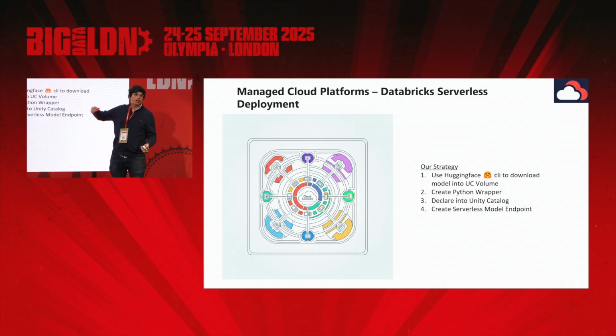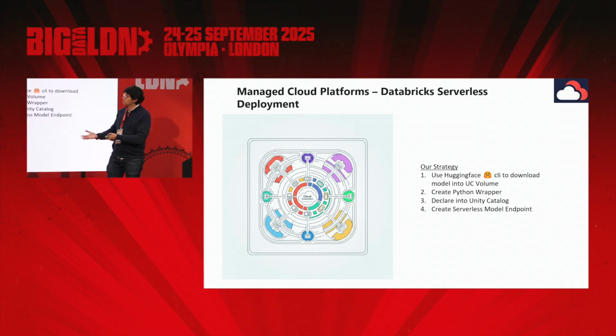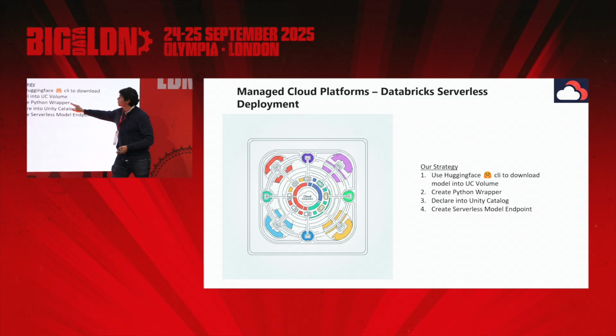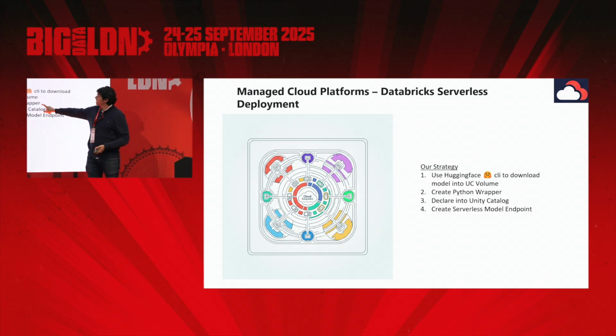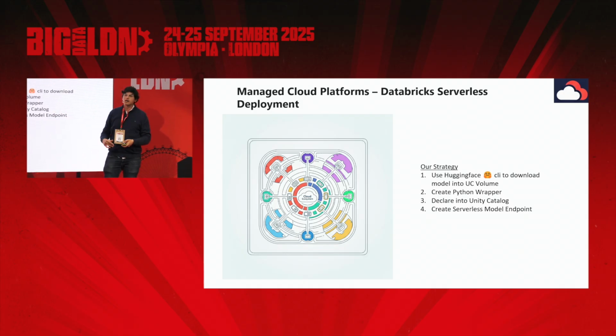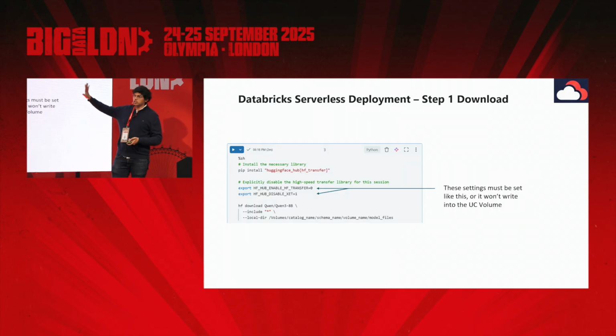So if you want to do a custom serverless endpoint deployment on Databricks, you can use the HuggingFace CLI to download the model into what's called a Unity catalog volume. Then you use the transformers library to create a wrapper. You declare it into Unity catalog, and then you create a serverless model endpoint that you can hit as an API. Again, these things will all be published by the event, so you can go through them in your own time later. But just a quick overview.